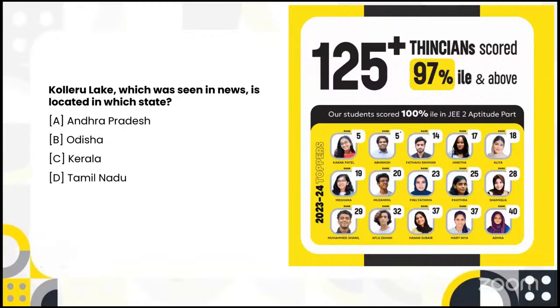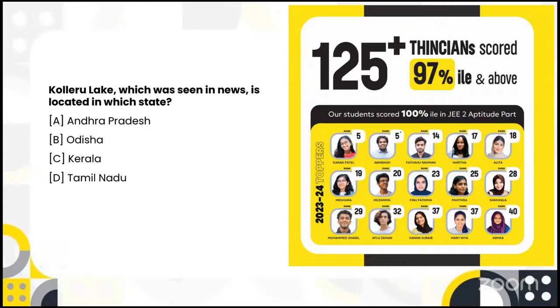Next, Kolleru Lake, which was seen in the news, is located in which state? Andhra Pradesh, Odisha, Kerala, Tamil Nadu. Okay, Kolleru Lake. Recently, the National Green Tribunal restrained the state government from proceeding with 6 infrastructure projects in the Kolleru wetland. Why? Because Kolleru is a very important biodiversity spot.